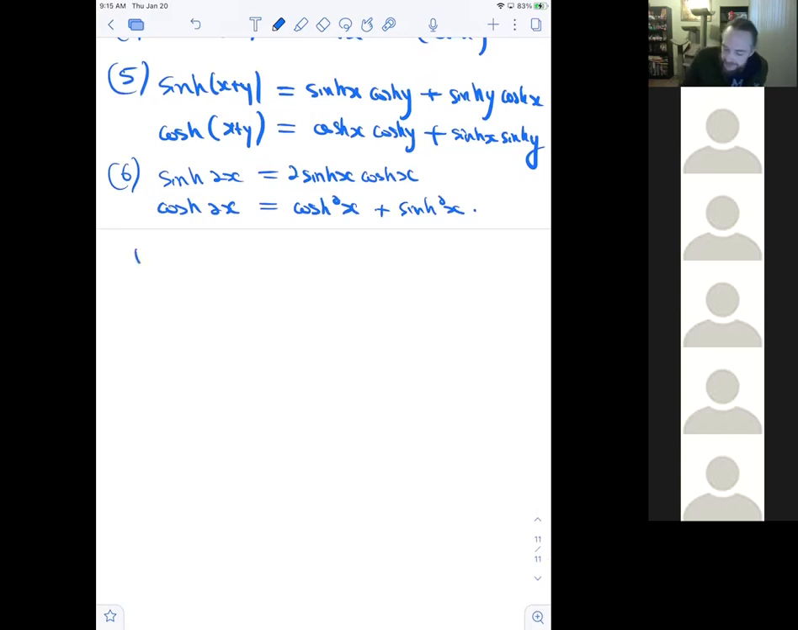Let's begin with inverses. I'm going to focus on sine hyperbolic, cos hyperbolic, tan hyperbolic. How much time do I have left? Like 5 minutes. We get nice formulas.